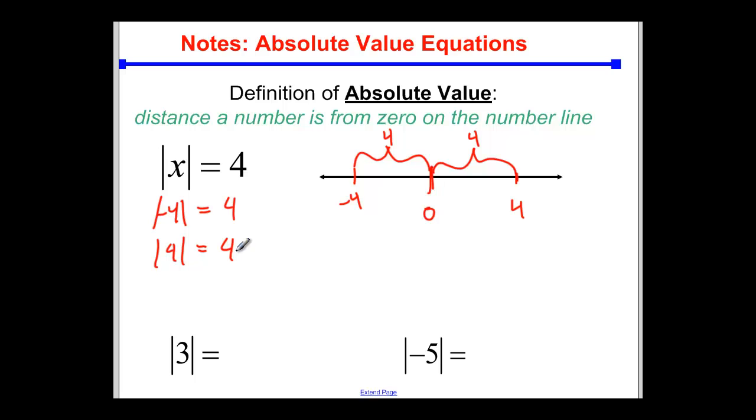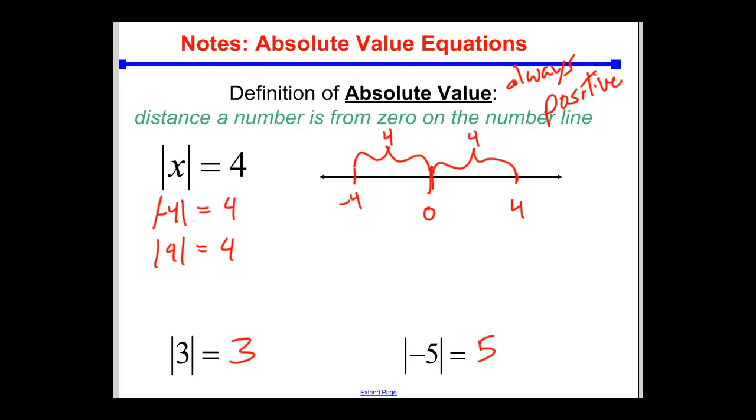Okay. So when I look at examples like this, the absolute value of 3, how far is 3 away from 0? 3. How far is negative 5 away from 0? 5 units away. So this absolute value is always positive. Okay, so let's make a little note there. Always positive. So that's the key here.